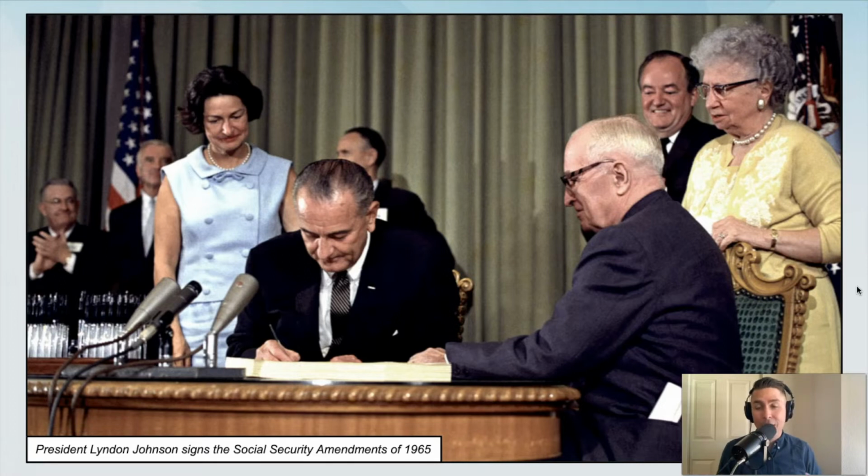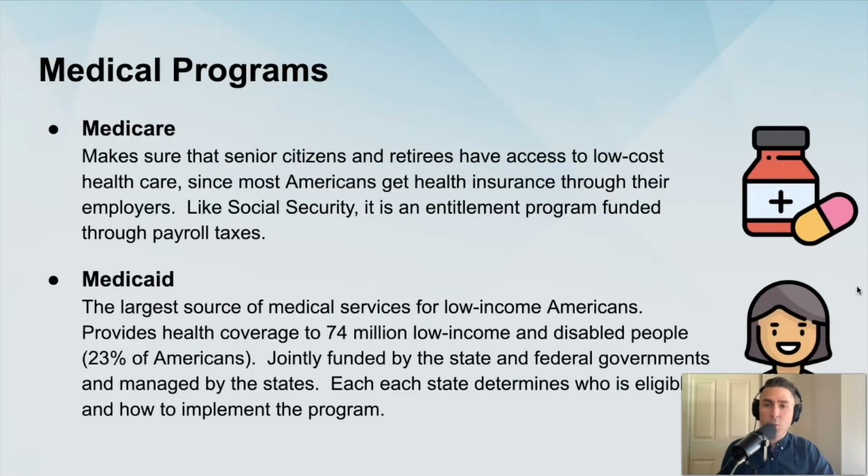You're going to see other issues addressing poverty, things like food stamps. And one of the most significant things that you're going to see is beginning to expand access to medical care as well for the elderly and for people who are low income. And so those are two of the programs that we're going to look at now. Okay, so we just looked at a program, Social Security, that's primarily intended for older Americans, for senior citizens. Now, the next program that I'm going to talk about is also intended for that same group.